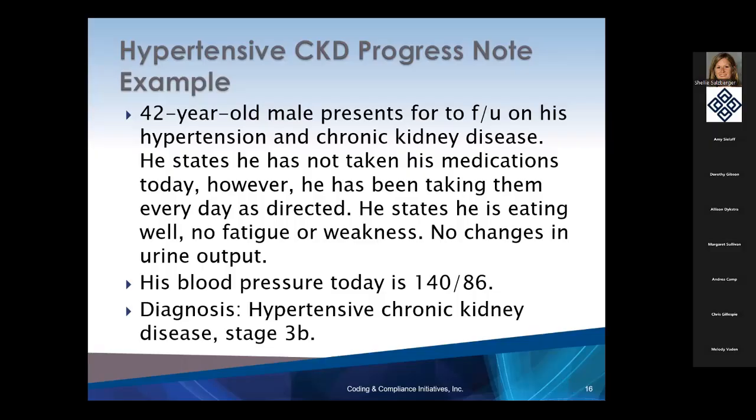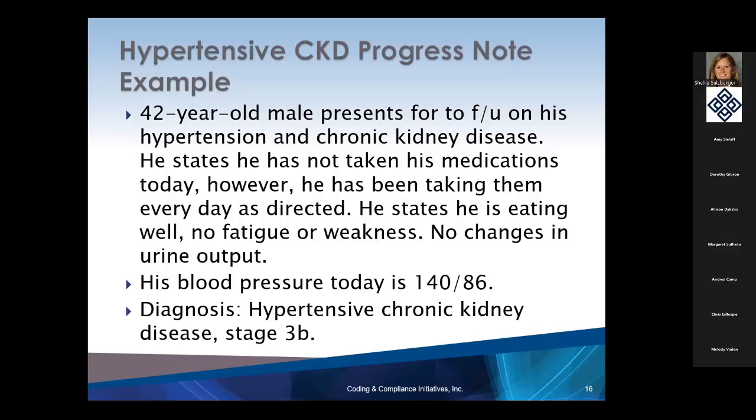Okay, so then we move to hypertensive chronic kidney disease. We have a 42-year-old male who presents to follow up on his hypertension and chronic kidney disease. He's not taking his medications today yet. However, he's been taking them every day as directed. He's eating well, no fatigue, no weakness, no changes in urine output. Blood pressure 140/86. Hypertensive chronic kidney disease, stage 3B.